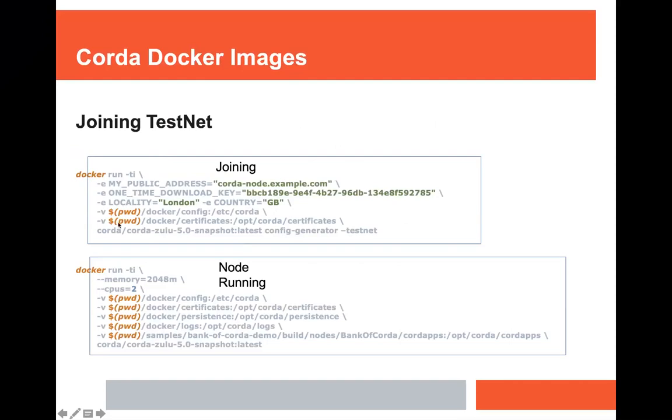These are standard Docker volumes, so I'm mounting the certificates folder and the config folder into the Docker image. Once this container finishes, you will have a fully ready to run node. It will have certificates and it will have a configuration. To actually run the node, you just invoke the same image without the config generator commands. And that's it. Corda is up and running on Testnet as far as this is concerned.